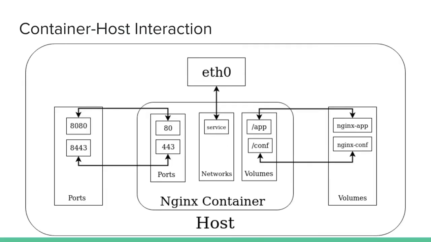So this is a good example of how it relates to the host. In the middle you have the container, and then the host's port at 8080 and 8443 binds to the container at 80 and 443, right? And then the volume, similarly, you have /app inside the container, and that binds to a volume that Docker manages called Nginx app. And you can label these volumes however you want them. We're going to go into how to actually do this with commands right now as well.